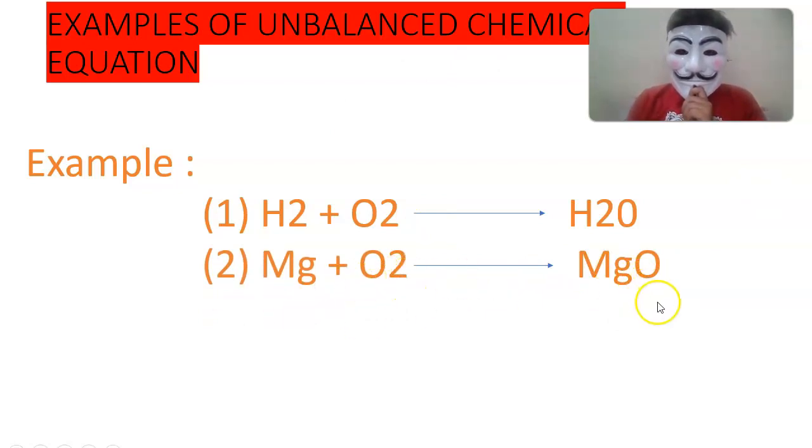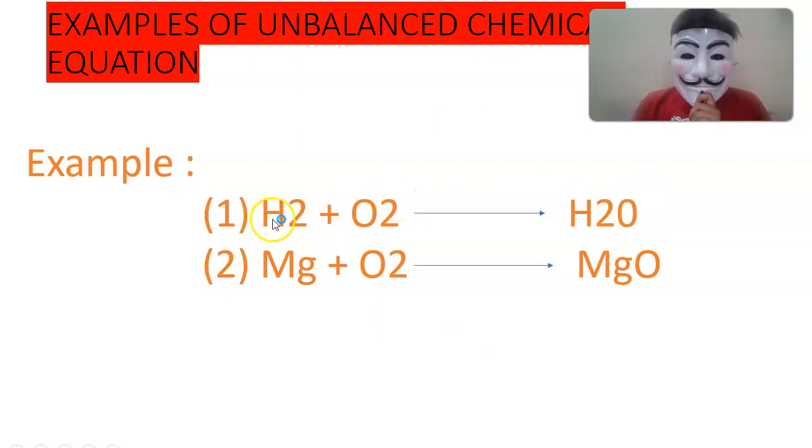Here oxygen is 2, but here it is not 2. Therefore, it is an unbalanced chemical equation. We had studied about it earlier, the same thing. So we can see that here the number of atoms of the elements are not the same.